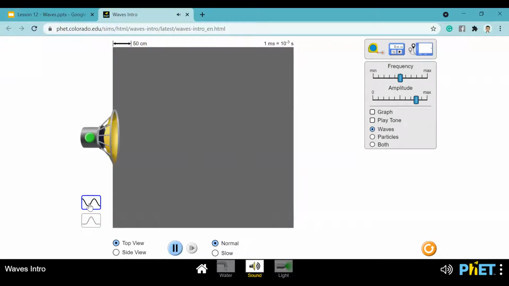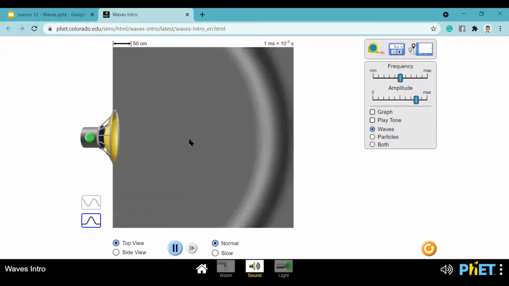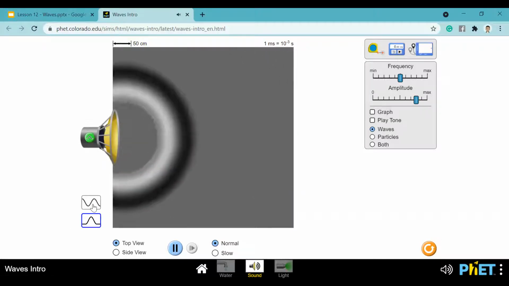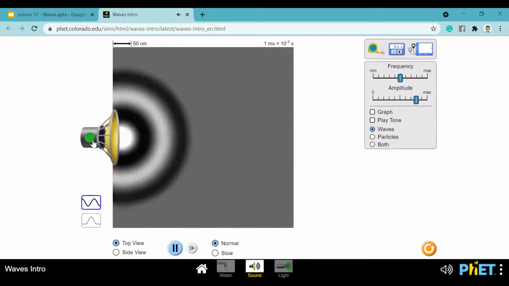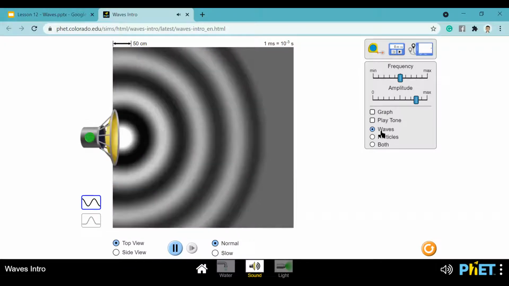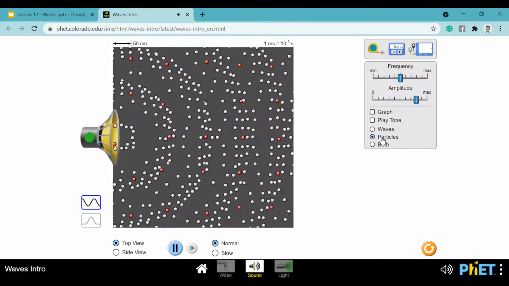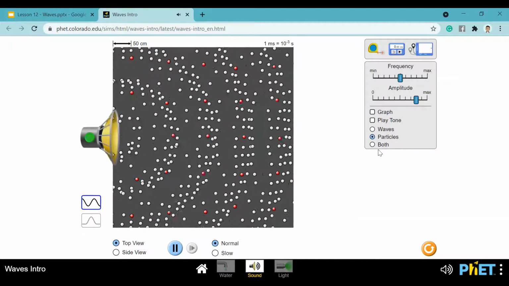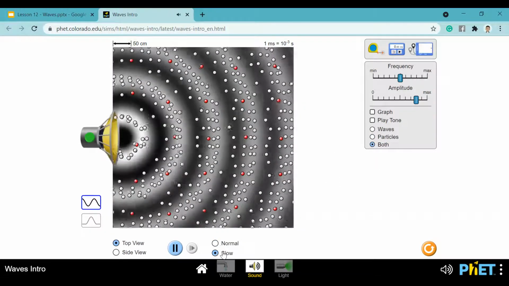So you can have a full wave or just a pulse. If you choose just one pulse, you can see it here like that. But if we choose oscillating and continuously produce sound, you can see here the waves, but if you choose particles only, that's how it looks like. Okay, let's see it in slow motion.